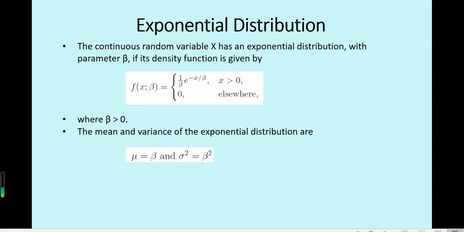So the exponential distribution's density function is f(x; beta) equals 1 over beta times e to the power of minus x divided by beta, where x is the random time, so x is only possible for positive numbers, and beta is the average or mean time until the next event. The exponential distribution's mean equals beta, and the variance equals beta squared.